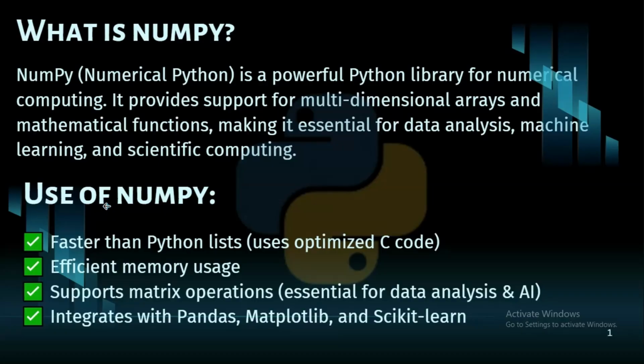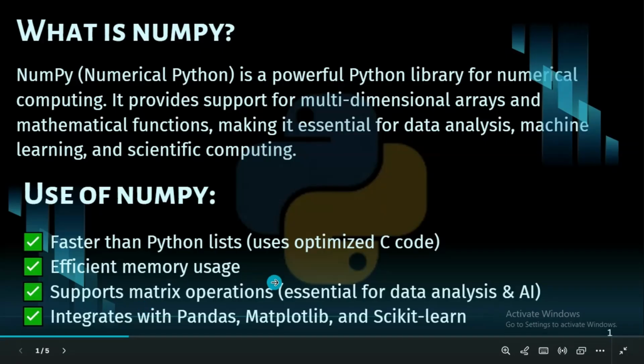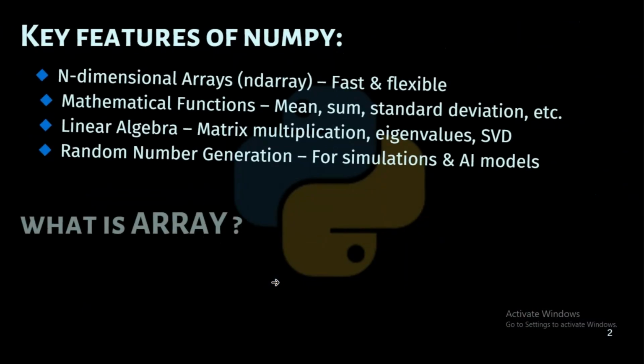What is the use of NumPy? NumPy arrays are faster than Python lists. They use memory efficiently, support matrix operations, and integrate with other libraries like Pandas, Matplotlib, and Scikit-learn.